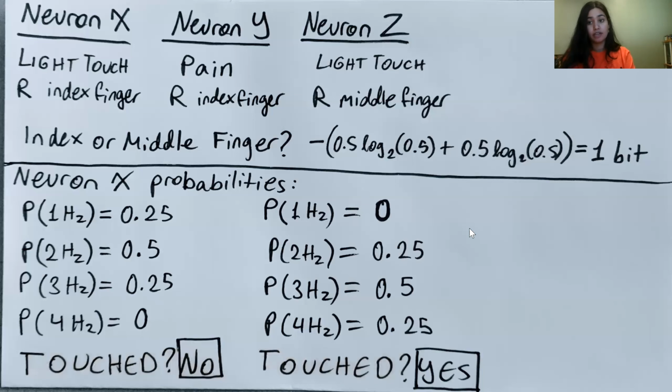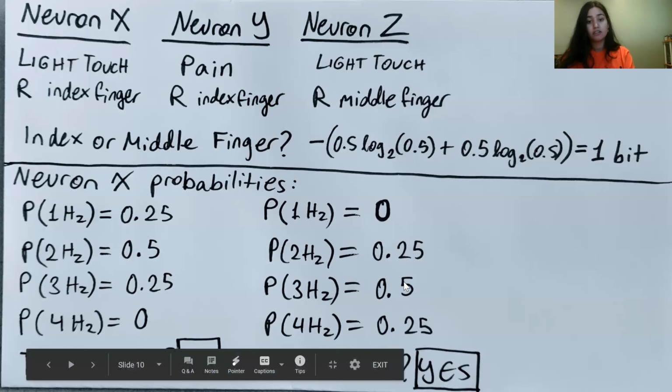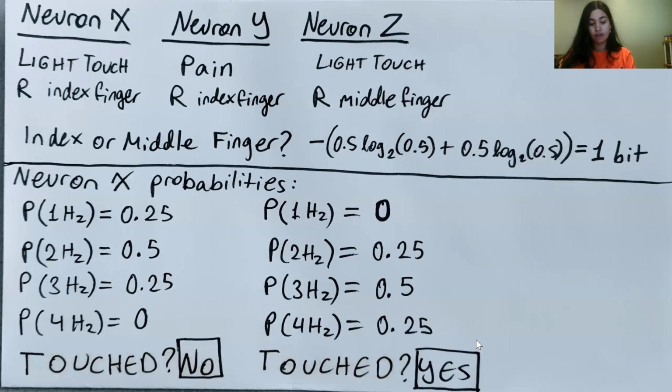But if it is being touched, then the probabilities change. The probability of it firing 1 hertz is now 0. The probability of it firing 2 hertz is now 0.25. 3 hertz is 0.5. And 4 hertz is 0.25.